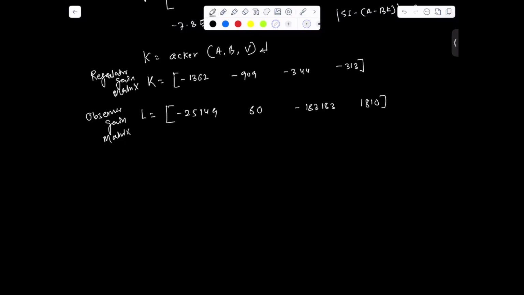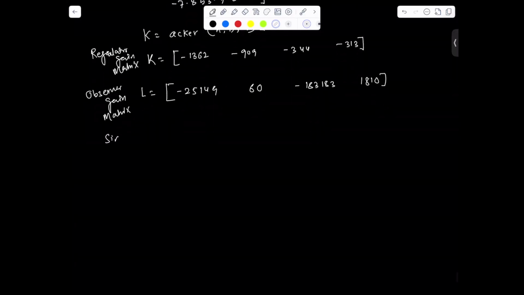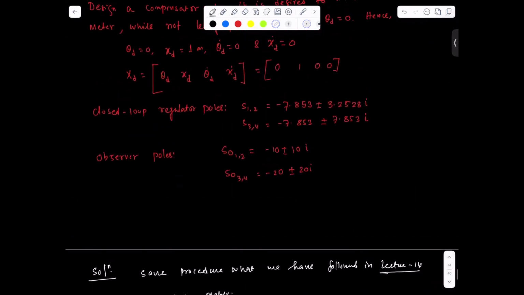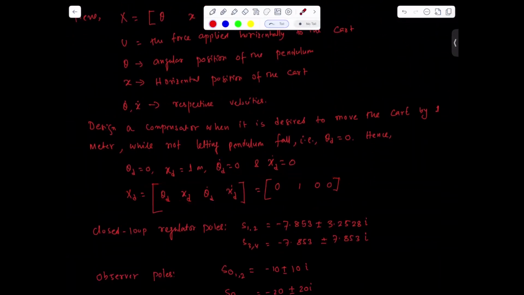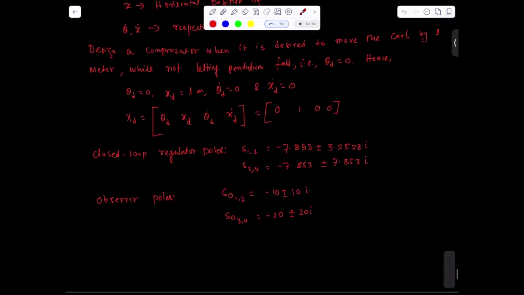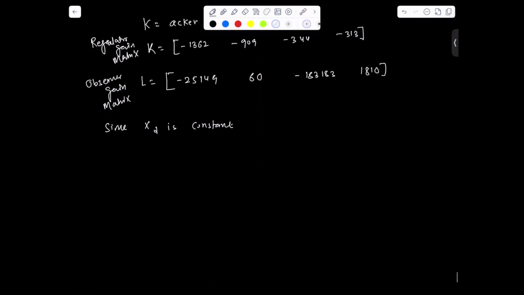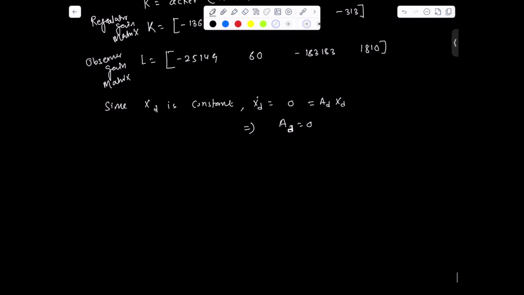Now the next part. Since xd, the desired state vector, is constant, equal to 0, 1, 0, 0, we can find xd dot equal to 0. So this is also, you can write it as Ad xd, hence we can write Ad equal to 0. This is the algorithm for the regulator problem.